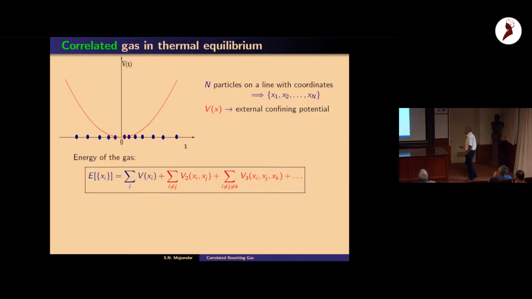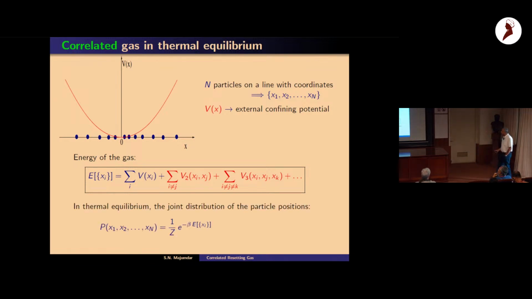Most generally, you can write down the energy of the gas as the sum over i of V(xi). This is the external potential term. And then there could be interactions. It could be a two-body interaction, or a three-body interaction. It could be all types of possible interactions, all-to-all interactions, and so on. So in general, this is the energy function which is given to you.